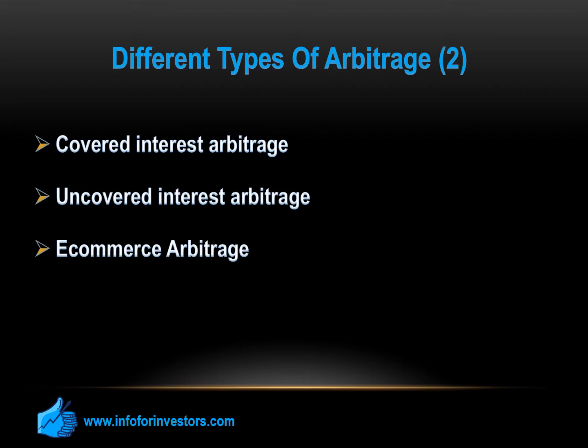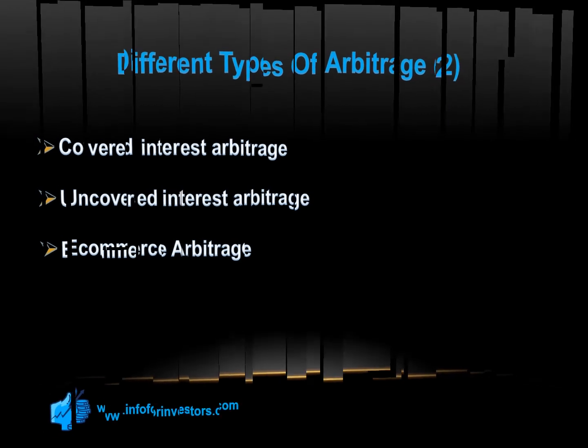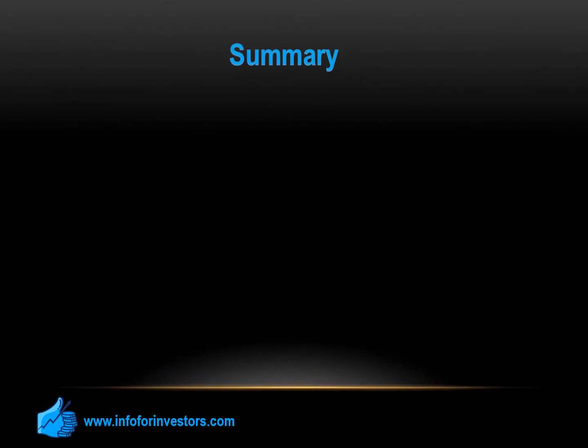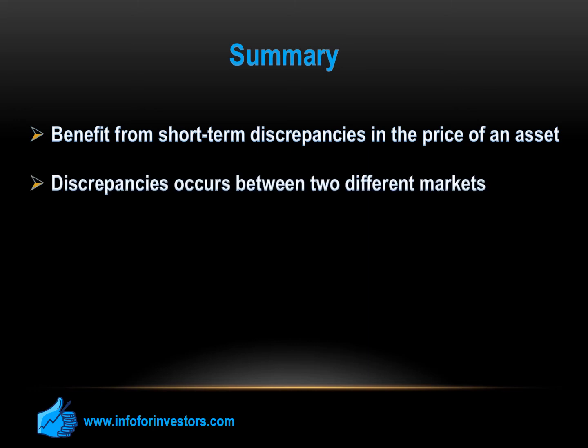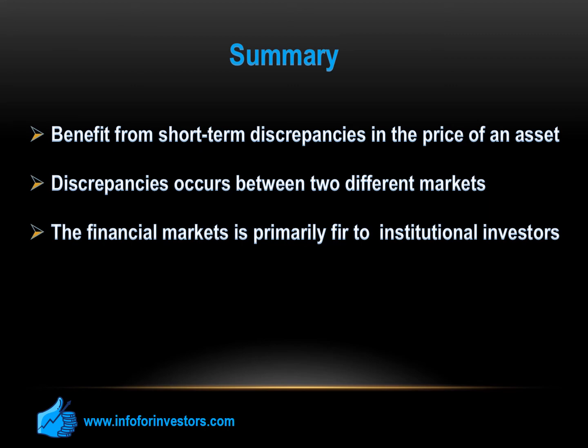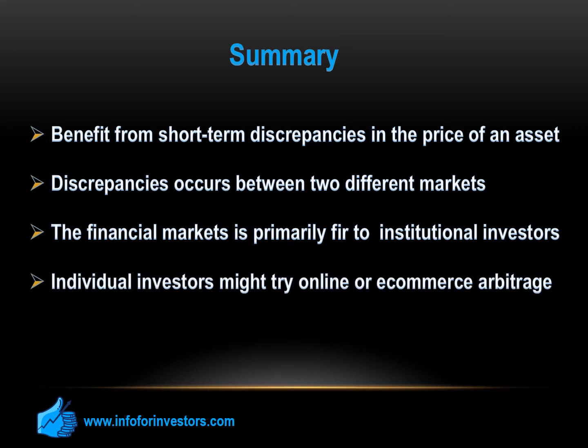Overall, arbitrage is a trading technique that allows investors to benefit from short-term discrepancies in the price of an asset on two markets. However, primarily institutional investors can take advantage of this practice since they have all the necessary resources. On the other hand, individual investors might try online or e-commerce arbitrage. Due to the advanced technologies and widely spread means of communication, mistakes rarely occur. Consequently, there are fewer and fewer deviations on the market, and when such happen, they regulate the market. Traders actually help make the market more stable and fix all errors.